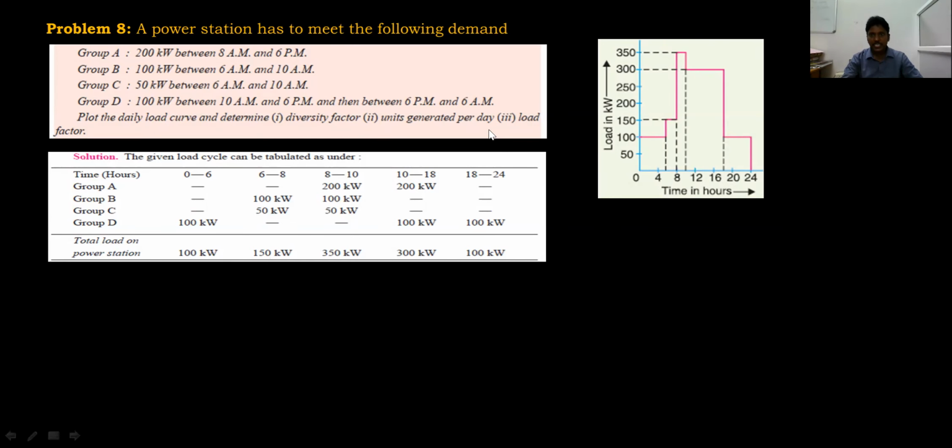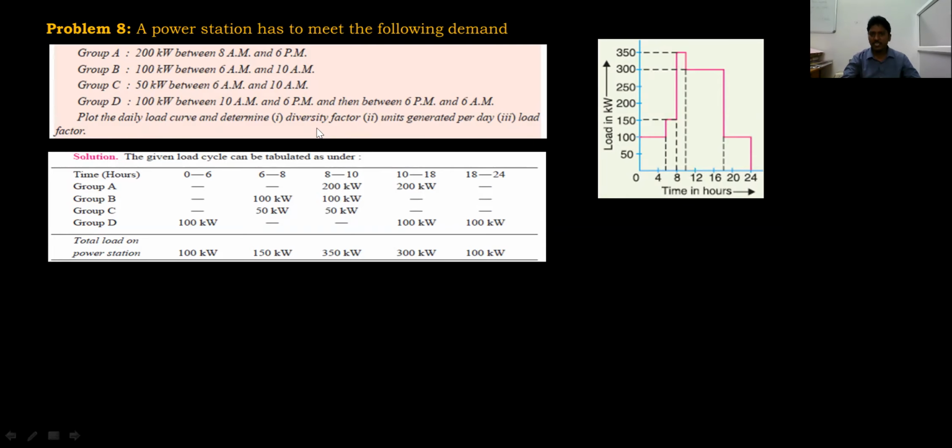Number of units generated is area under the load curve. What we discussed in the last problem, the same way we have to continue, and we need to find area under the load curve. That gives you units generated. It is a very easy process. And what is the next problem? Load factor. I already told you, average load means number of units generated divided by 24 gives you average load. Therefore, average load by maximum demand gives you a load factor.